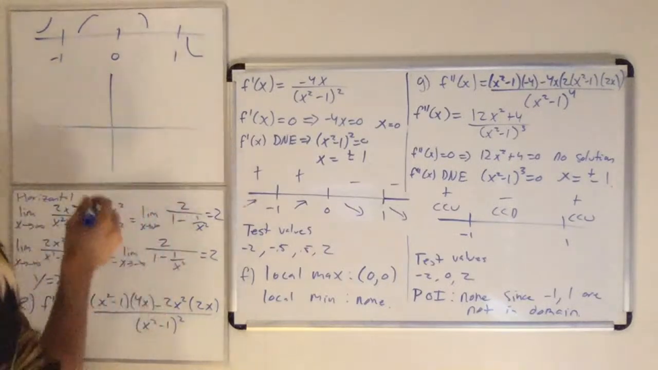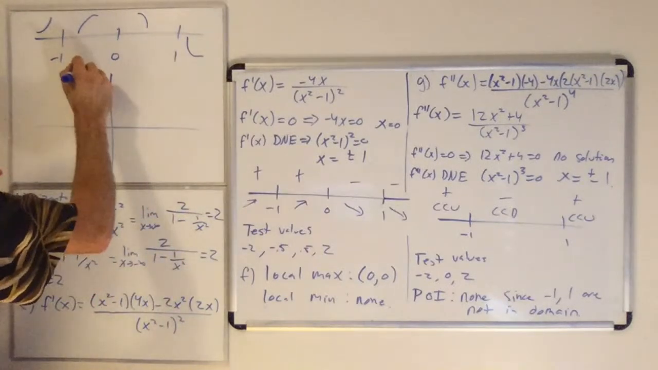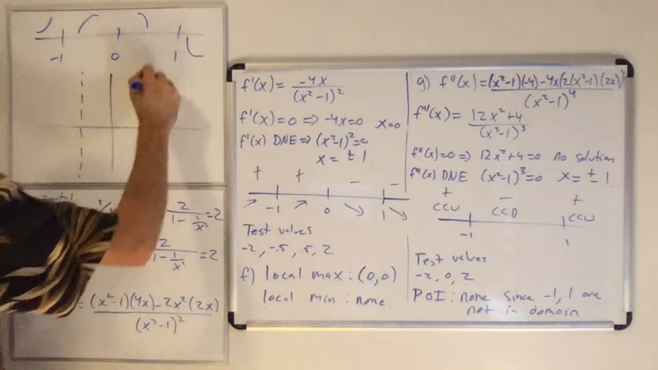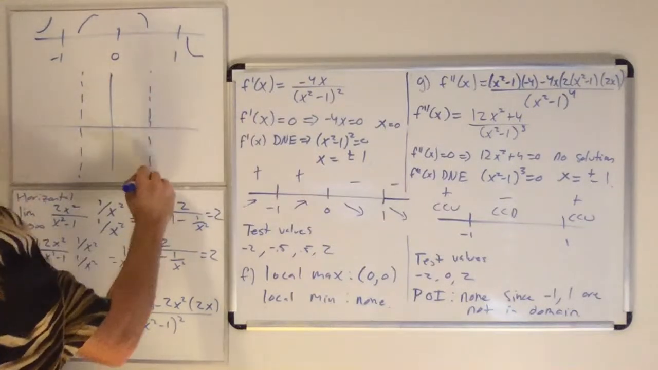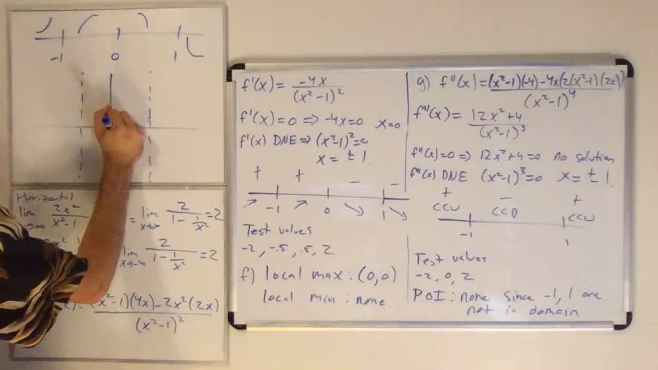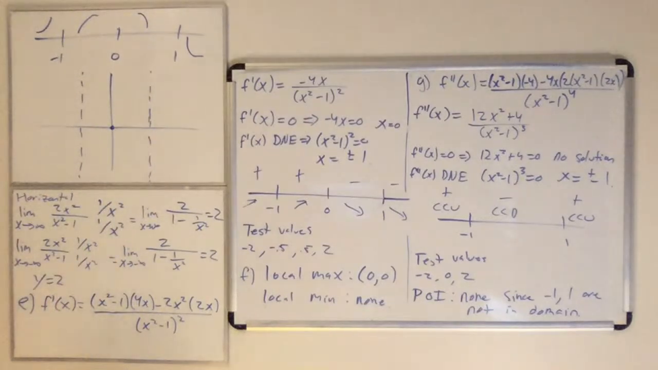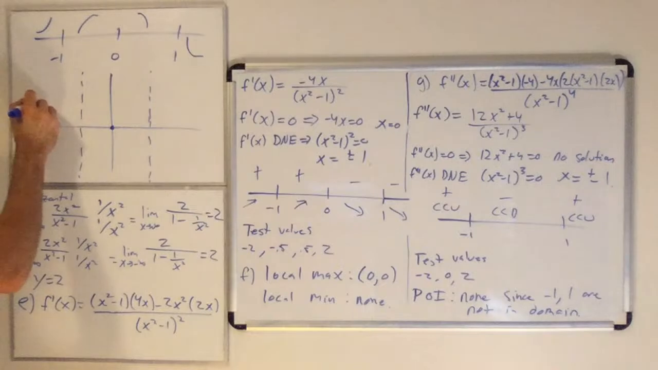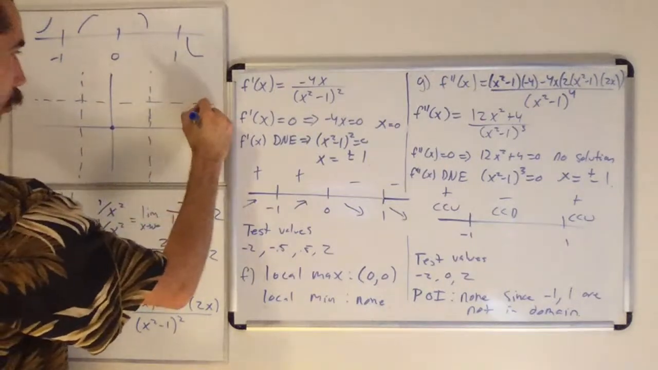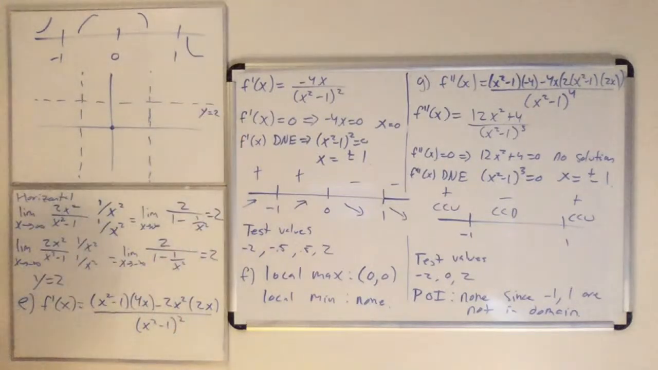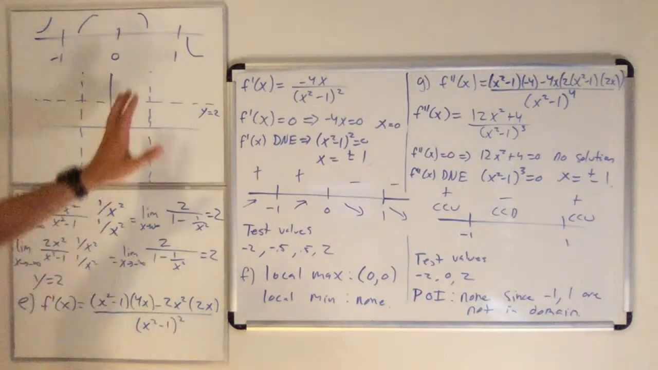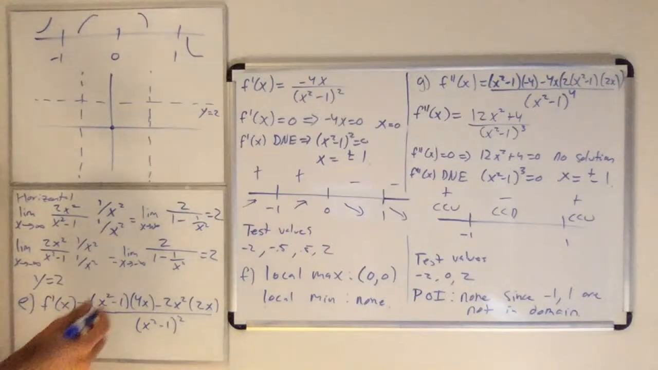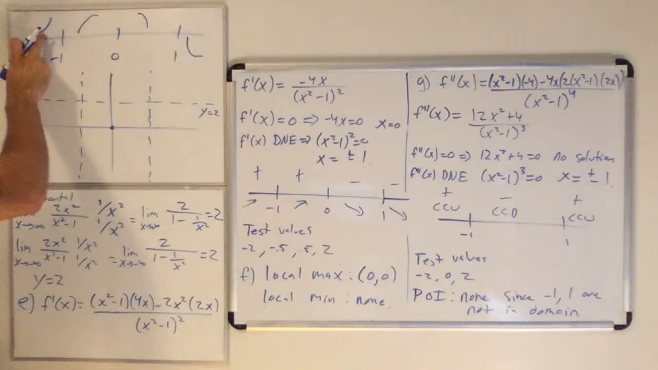So let's put it all together. We had vertical asymptotes. We have our x and y intercept. We had a horizontal asymptote. And we have the symmetry that it's even, so we should make sure that our picture is symmetric about the y-axis at the end. But now let's just put it all together.